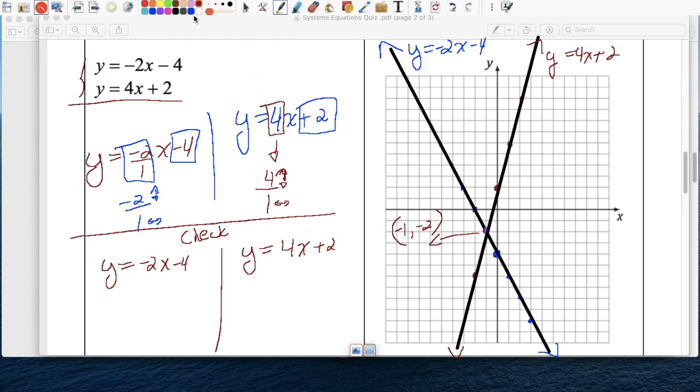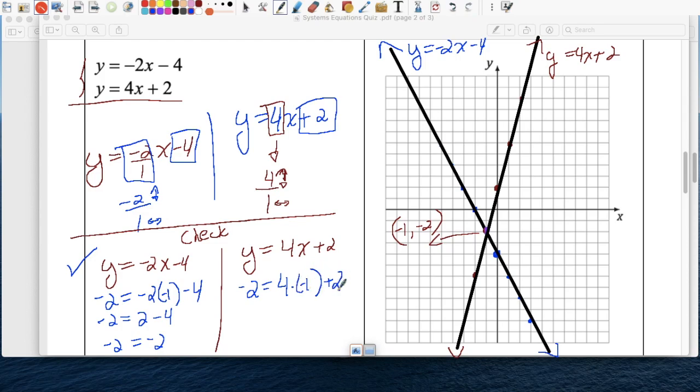So I replace x and y values with -1 and -2. So y is -2 equals -2 times, and x is -1, minus 4. Let's see if that's true. So -2 times -1 is +2, minus 4. And 2 minus 4 is indeed -2. So for equation 1, it worked. For equation 2, again, y equals -2, 4 times x, which is -1.